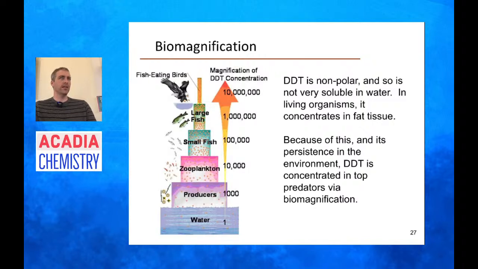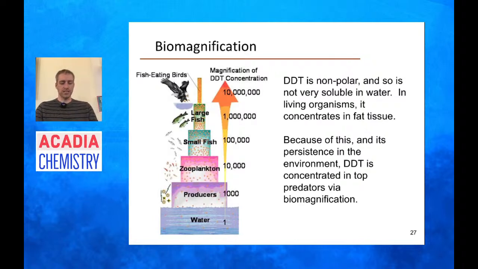We saw this already, I believe, for certain mercury compounds that are biomagnified and that you find in higher amounts in top predator fish like sharks. But DDT is the same sort of thing, and it ended up in birds primarily, because it starts out in certain concentrations in water, gets concentrated by the producers, then in small fish, then large fish, and those get eaten by the birds. The birds will then eat the fish, and the fish oils will contain the highest concentrations of DDT, and the birds will end up with very, very high concentrations in their bodies.